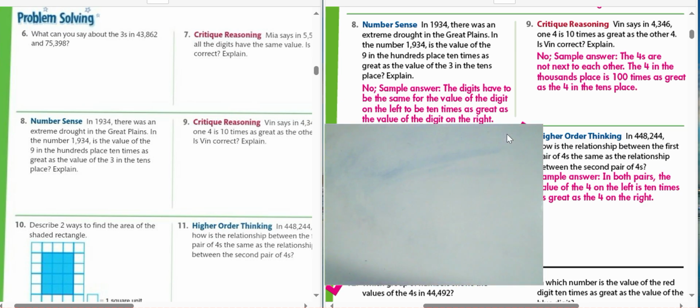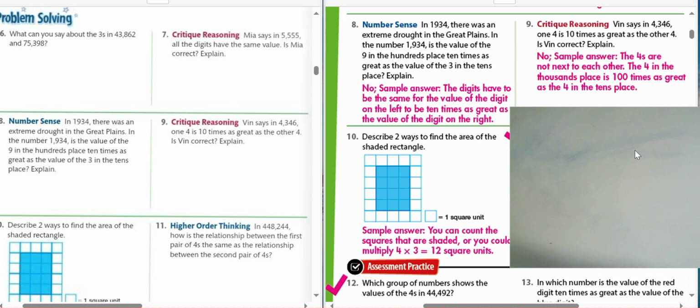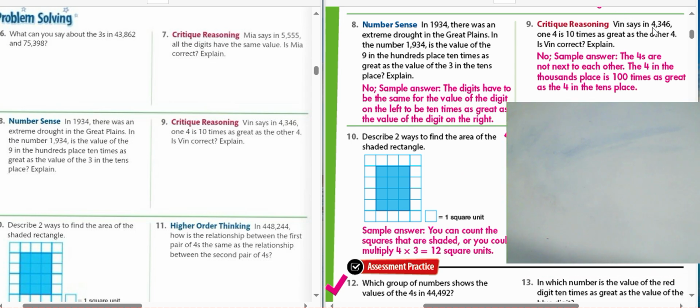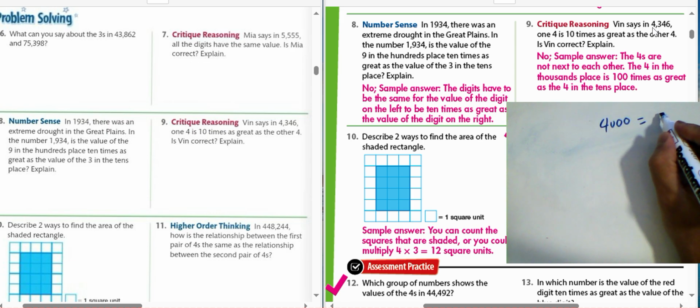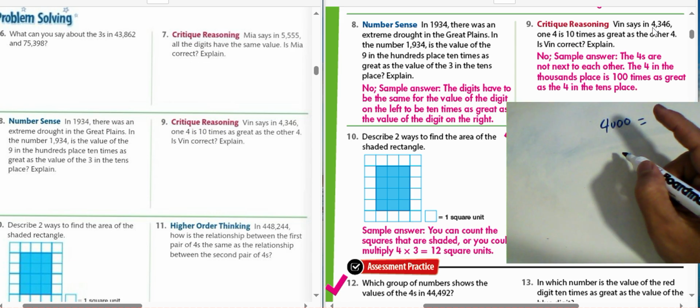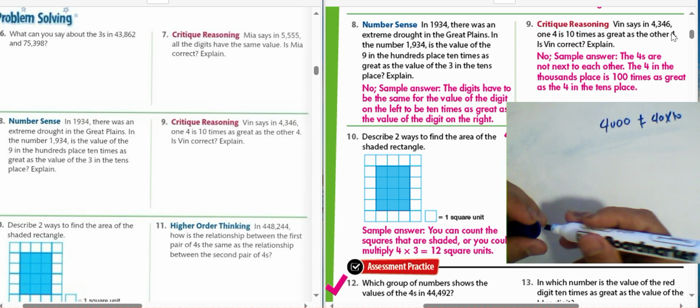Okay. Next, question number 9. Then says in 4,346, the 4 in the thousands place is 10 times as great as the 4 in the tens place. Is he correct or not? Can you think about an example? We have the value of digit 4 in the first place will be 4,000. Is 4,000 equal to 10 times the value of the digit 4 here, which lies in the tens? No, not correct.